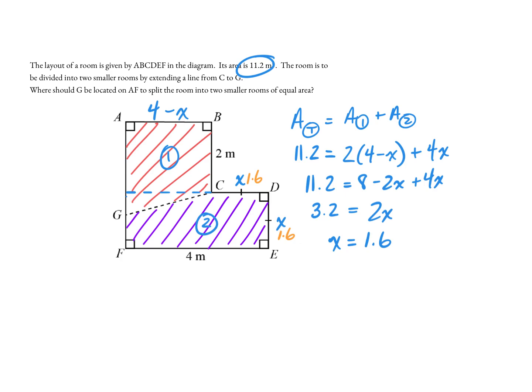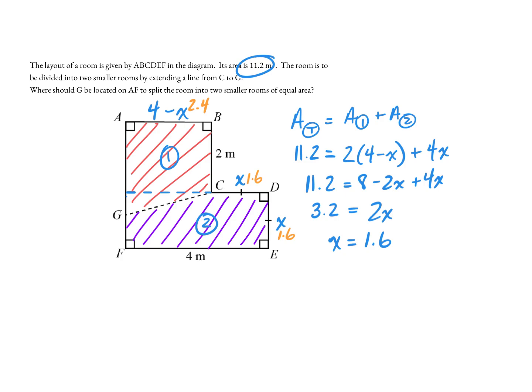Okay, I think that changes the question now, because now I know the dimensions of the parts of that shape. So like up top, where that length was 4 minus x, it's now 4 minus 1.6. That makes that dimension 2.4. And so now I have a better sense of what that original room is. Okay, I think my problem solving now changes.